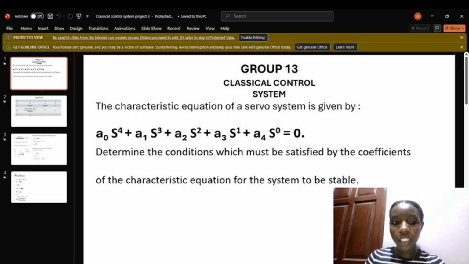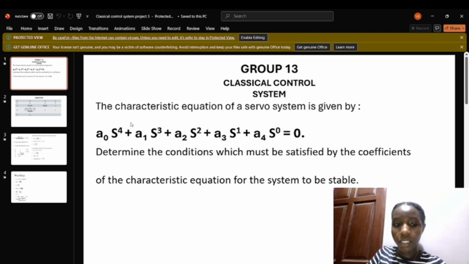So the question says that the characteristic equation of a stable system is given by A0S4 plus A1S3 plus A2S2 plus A3S1 plus A4S0 is equal to 0. Determine the conditions which must be satisfied by the coefficients of the characteristic equation for the system to be stable.